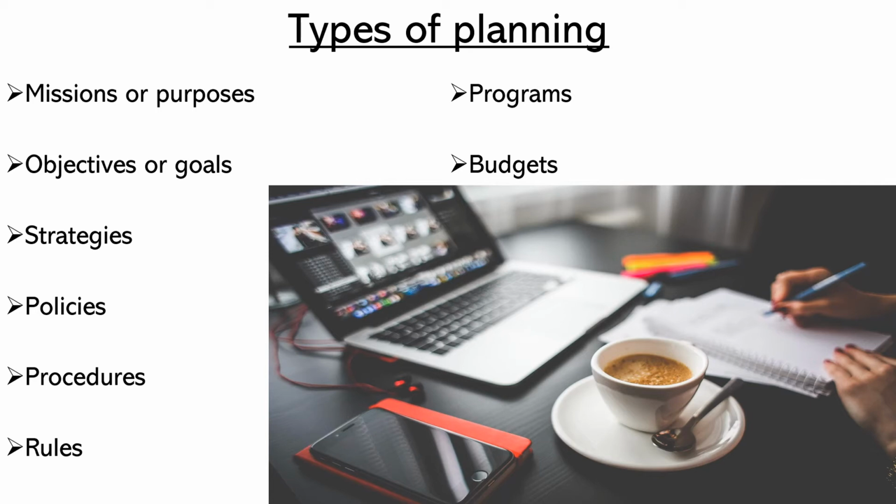Now, next one is procedure. Procedure means the sequence of order in which an activity has to take place. The chronological order, the serial number order in which an activity will take place. So how can we differentiate between policy and procedure? Suppose there is a vacation policy, like you will be given paid vacation. Now, what are the procedures?